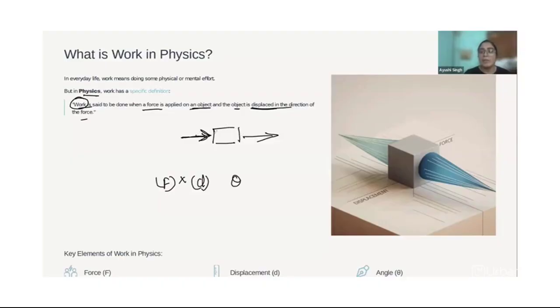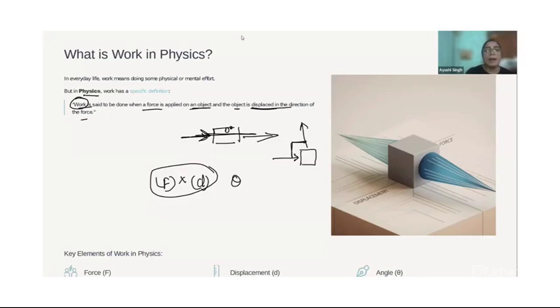If there is no angle, the angle is 0 degrees, then there will be work done. But if you're applying force on an object on, let's say, this side, and it moves upward, that is perpendicular to the force applied, then there won't be any work done. I'll tell you how and why that works. So let's move forward with these 3 terms which we have got to know.